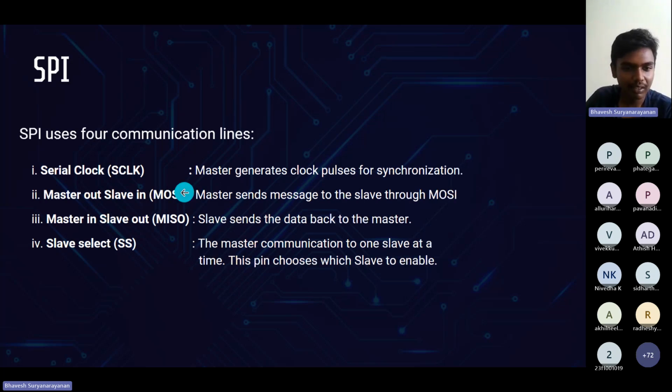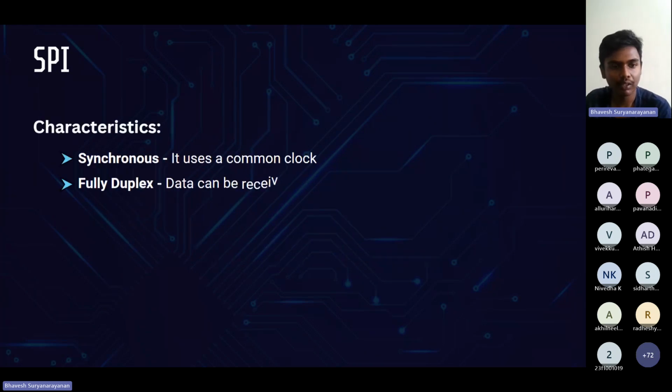Sometimes the master is called a controller, and the slave is called a peripheral. In that case it becomes COPI, and the other is called PICO. Let's see some characteristics of SPI. As I said, it's synchronous because it has a common clock, and any transmission happens only at the edges of the clock, at the positive edge trigger or the negative edge trigger. It's also full duplex. As we saw, it has MOSI as well as MISO, so data can be transmitted simultaneously in both directions.